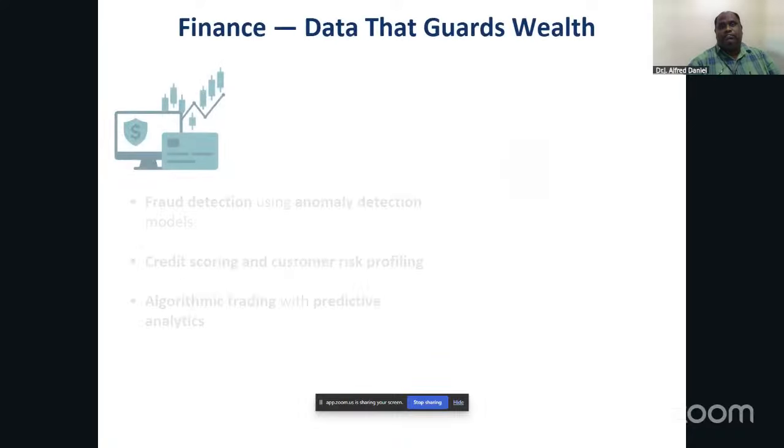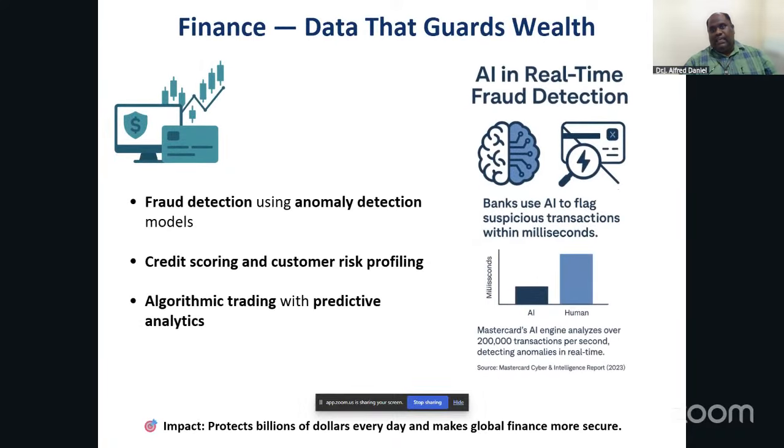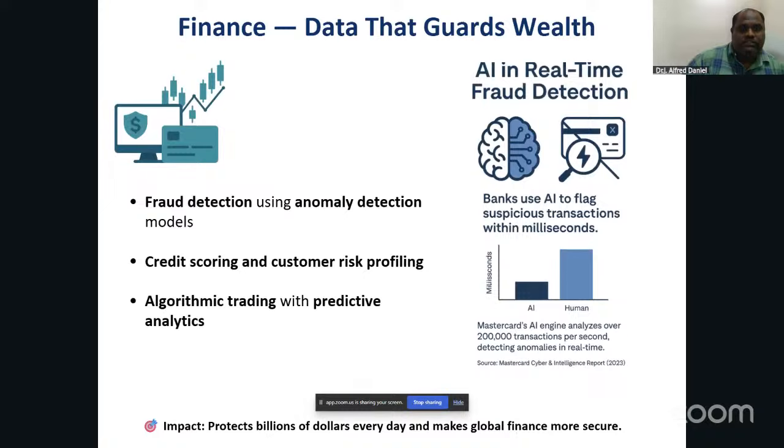So next comes finance, the data that guards wealth. These are the three important applications. The first one, fraud detection using anomaly detection models. Next, credit scoring and customer risk profiling. Third, algorithmic trading with predictive analytics. Yes, the trading part plays an important role, where we use predictive analytics to predict the progress or which trade you have to opt for. So these are the three important applications relevant to finance.